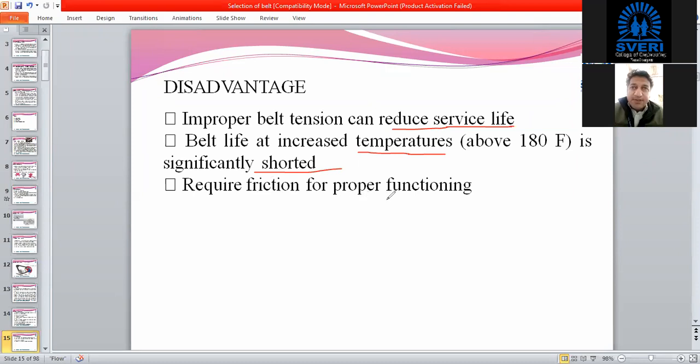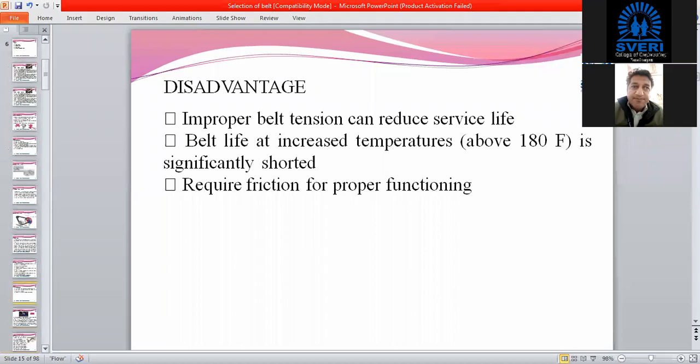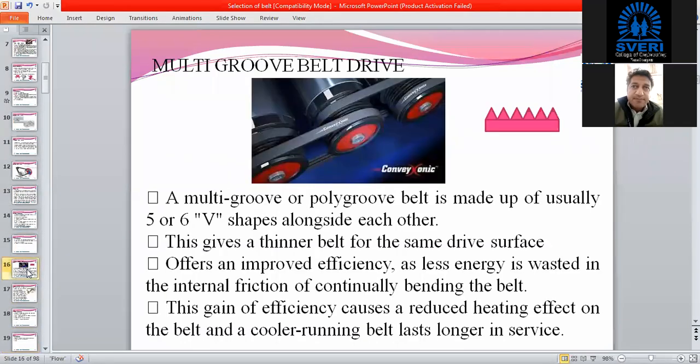Then it requires friction for proper functioning. That friction depends upon the normal reaction. So the normal reaction which is provided by the pulleys to the belt should be proper. If that friction is reduced, definitely slippage will be more, and this drive will give less efficiency. Got it? Any question?